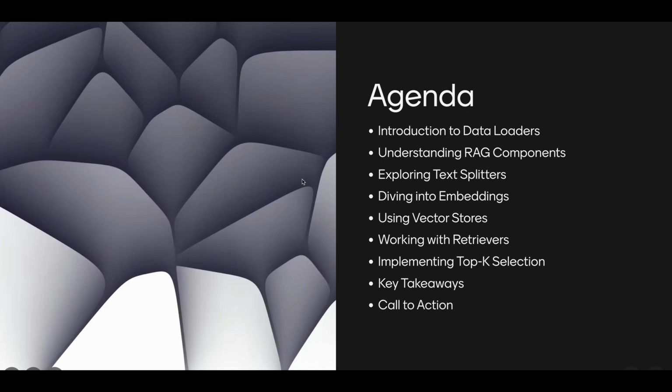Now, in today's video, we are going to be even more exciting because we dive into the practical components of retrieval-augmented generation, or RAG. We'll cover how to use the custom data loader in LangChain, the different RAG components like splitter, embeddings, vector search, retrievers, and top-k selection, and a hands-on example to show how these components work together. By the end of this video, you will have a solid understanding of how RAG works and how you can implement it in your project using LangChain. So without wasting any time, let's get started.